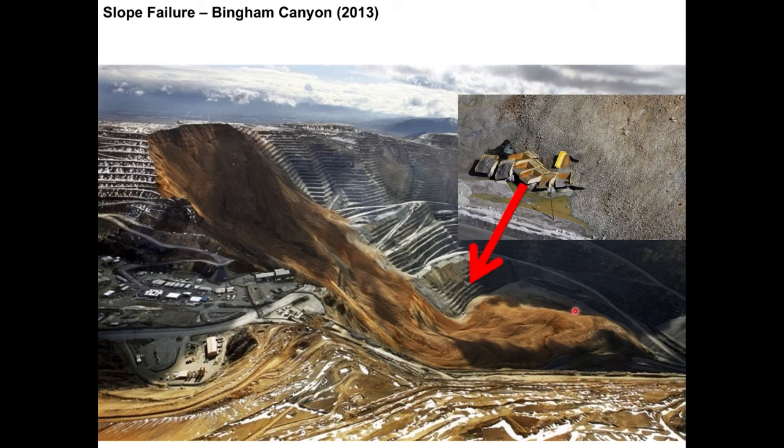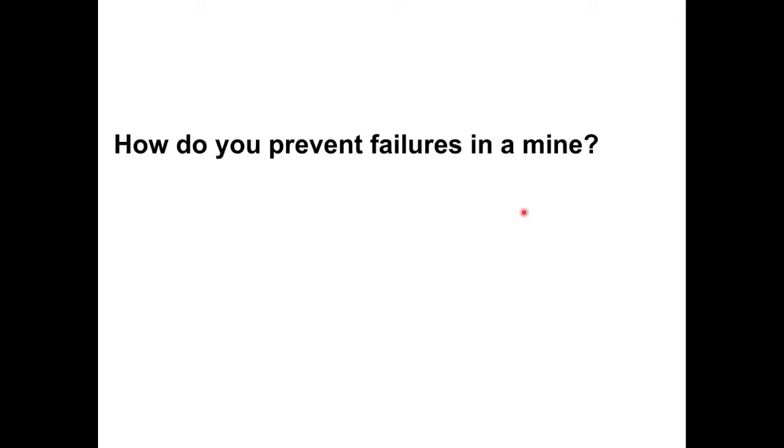So there were a lot of mine trucks that ended up being avalanched to the bottom because they got caught up in all of this rock that was dislodged, but nobody died. How? Right? How do you prevent failures in a mine?